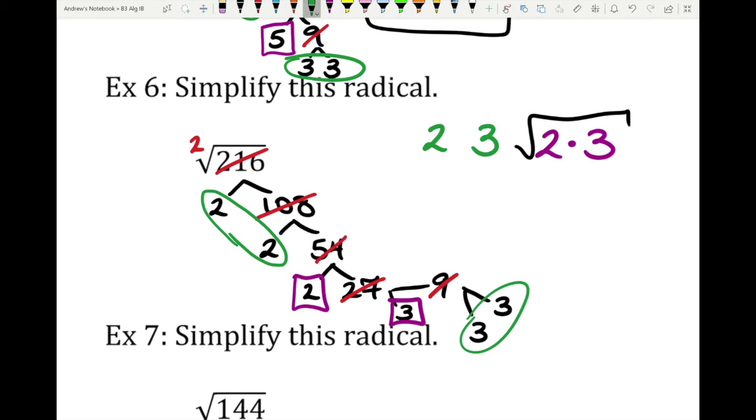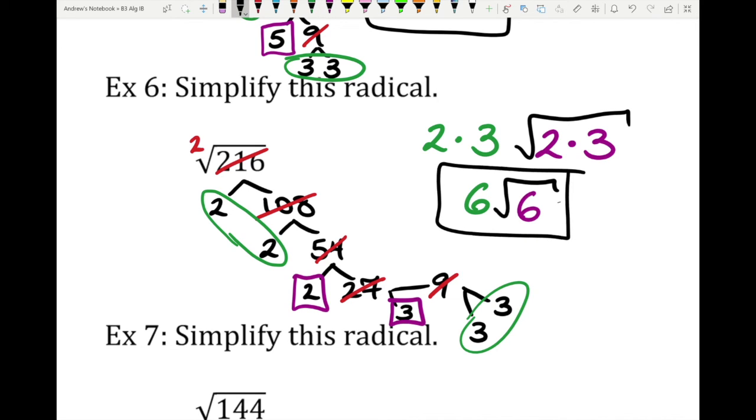We're multiplying these things when we have multiple left over. So this is 2 times 3 gives us 6 on the outside. 2 times 3 gives us 6 on the inside. So we have 6 square root of 6.